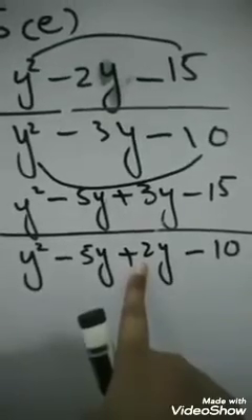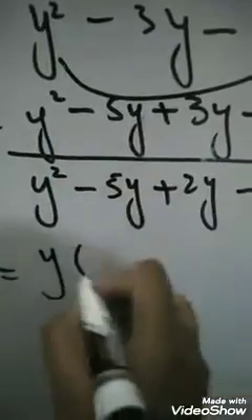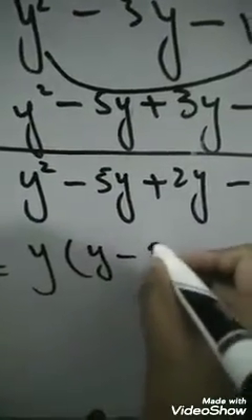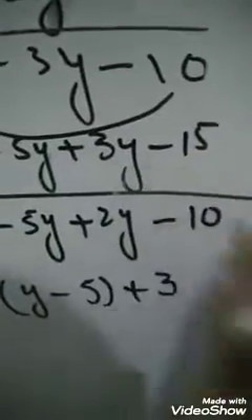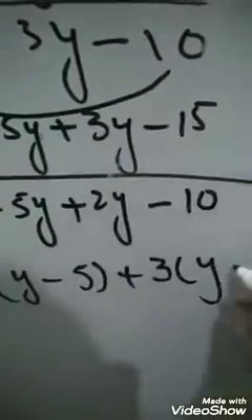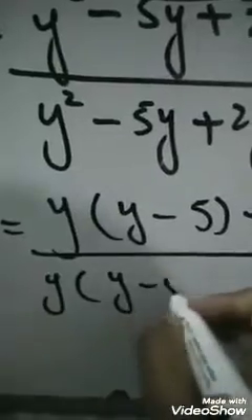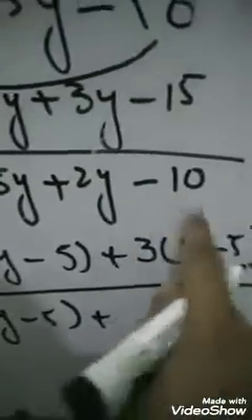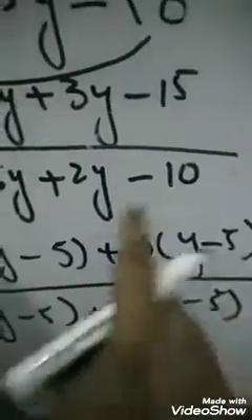Okay students, now take y common from the first pair, y square minus 5y. Y minus 5, plus 3 would be common in this pair. 3 fives are 15. Now come to the denominator. Y would be common in the first pair, y minus 5, and 2 would be common in the next pair, y minus 5, because 2 fives are 10.